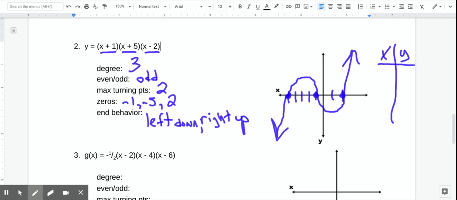Like if you wanted to plug in, let's say negative 2, that would give you a negative, positive, negative, which would be a positive number. And then you could plug in something like 1, and that would give you a positive, negative. Okay, so that tells you for sure which direction it is.